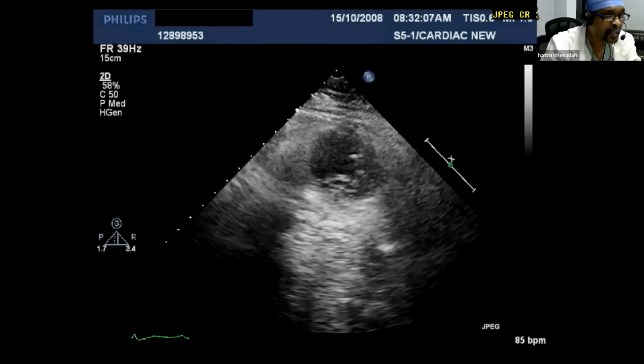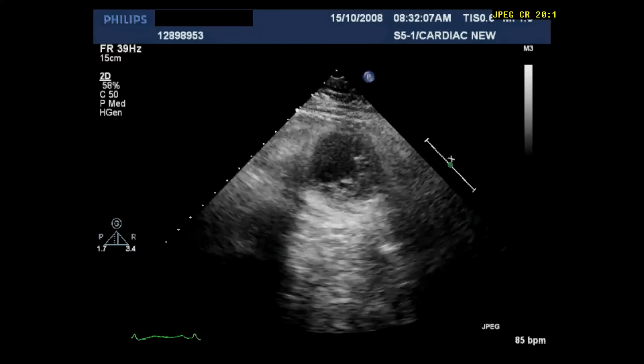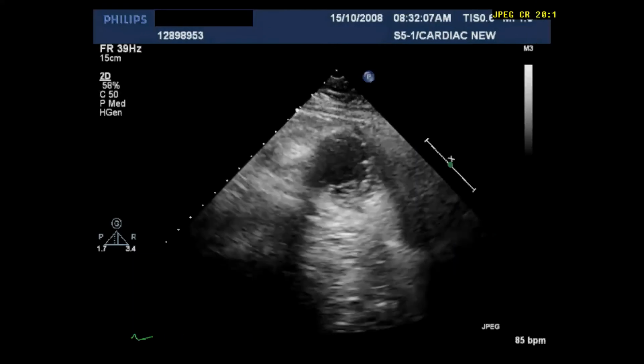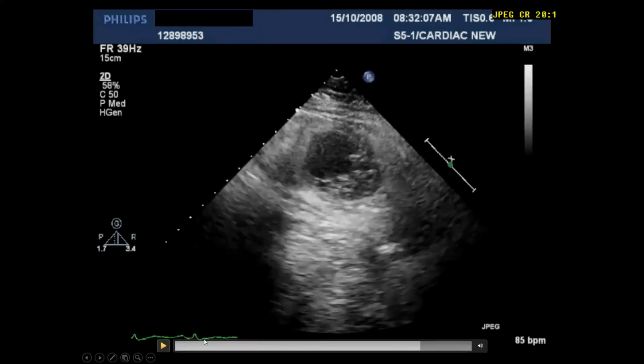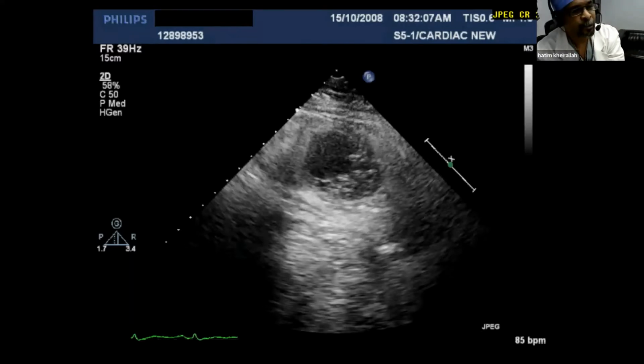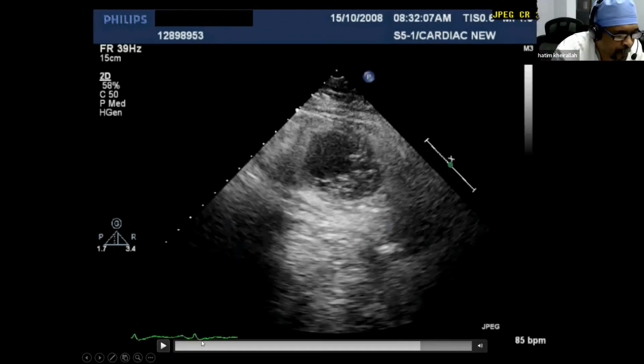Now dyskinesia is a paradoxical motion. Meaning in systole it bulges out, and in diastole it goes in. So you have to stop the view and go frame by frame and see: during systole it gets wider, and when you go in diastole, it gets narrower. This is paradoxical, because normally in systole the cavity gets narrow and it widens in diastole. It's dyskinetic when the opposite is taking place. So to define that the apex is dyskinetic, you have to stop the motion and go frame by frame.